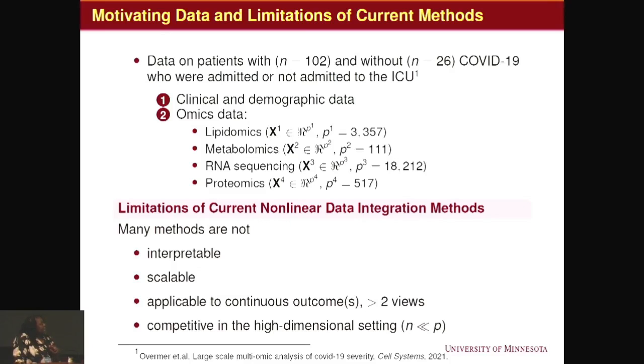We also did find that some of the methods were not scalable, and some of the methods only focused on binary or categorical outcomes with no emphasis on continuous outcomes. And for this particular application, we had two outcomes here, COVID-19 versus not COVID-19, and we also had an outcome which was continuous, measuring how long somebody stayed in the hospital, which is hospital-free days. But I will just focus on COVID, whether you have COVID-19 or not. And we also did find that some of the methods were not competitive in the high-dimensional setting.